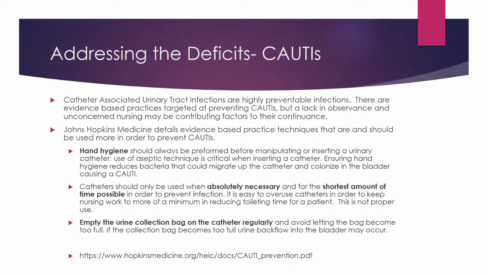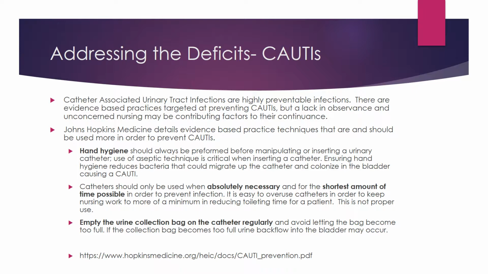Catheter-associated urinary tract infections are highly preventable infections. There are evidence-based practices targeted at preventing CAUTIs, but a lack in observance and unconcerned nursing may be contributing factors to their continuance.